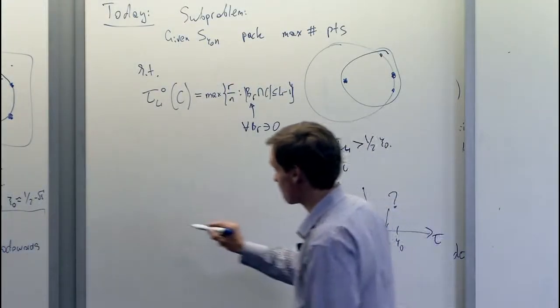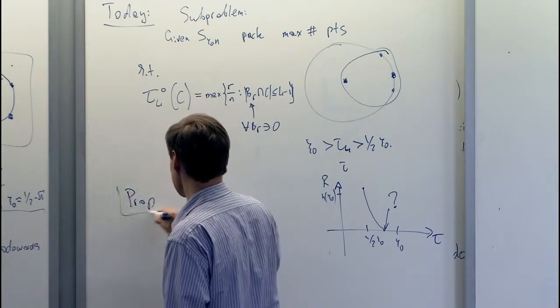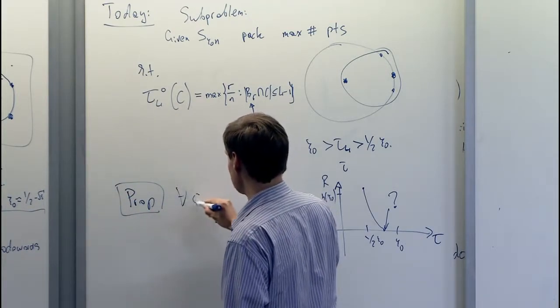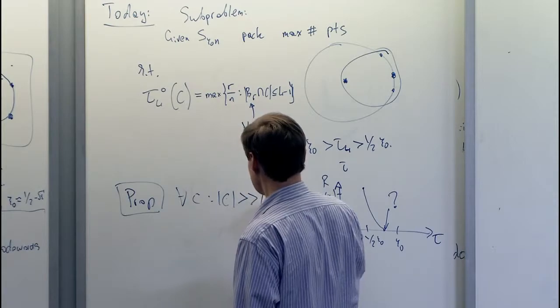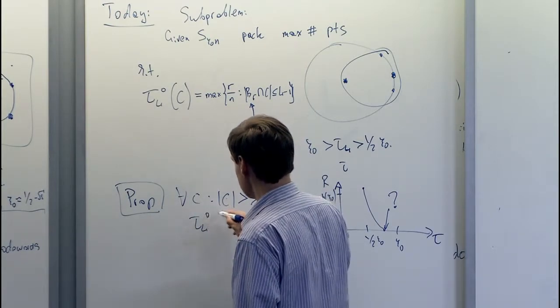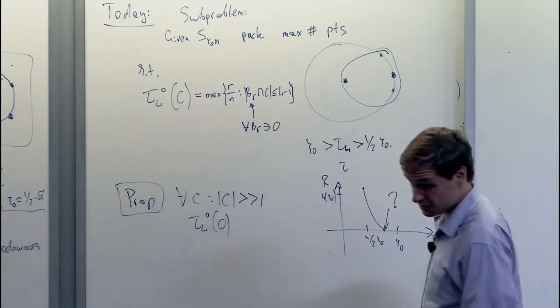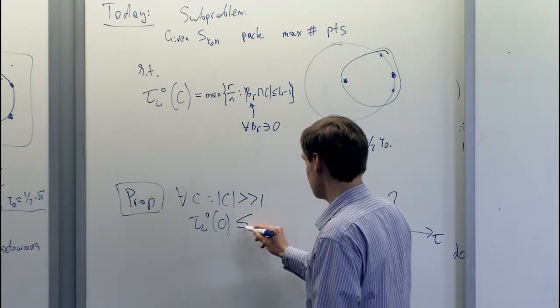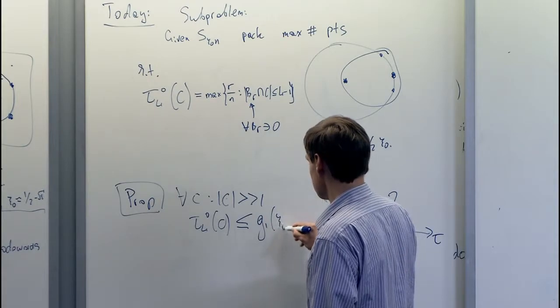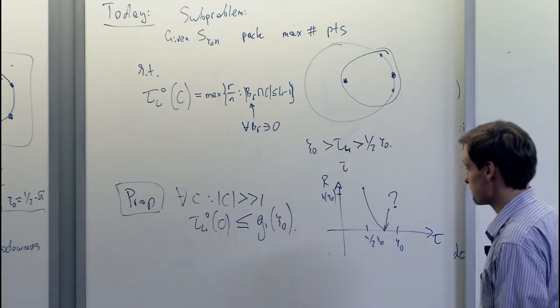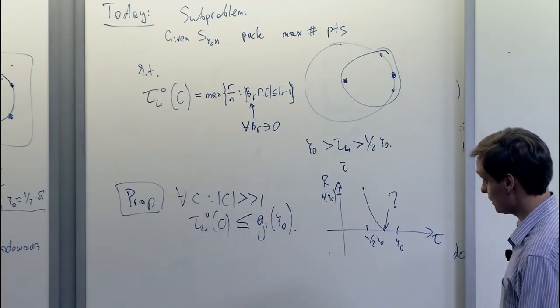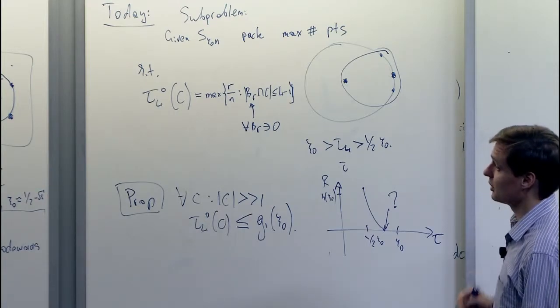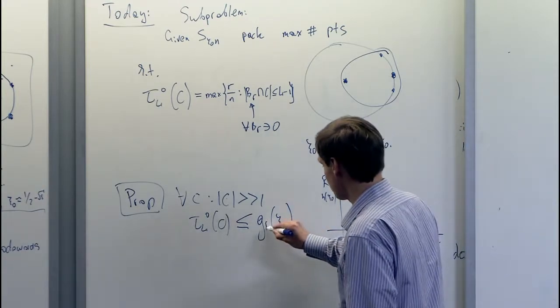Okay, so the main proposition is the following. For any code with huge size, tau L0 of C, this weird packing metric, is always upper bounded by G1 of psi 0. So how are we going to prove this?